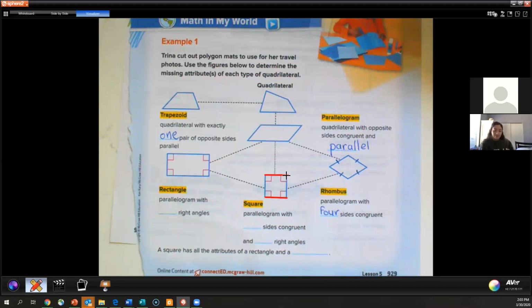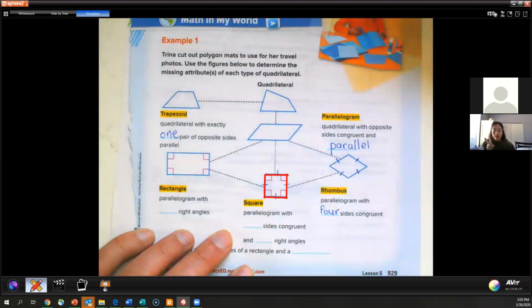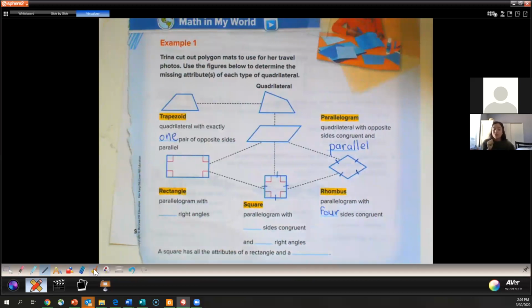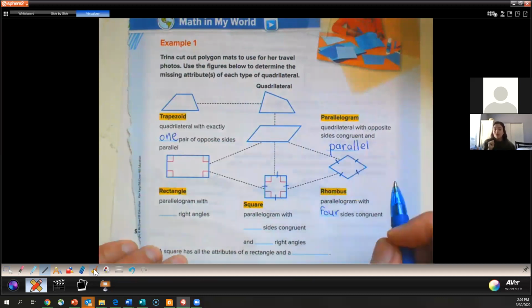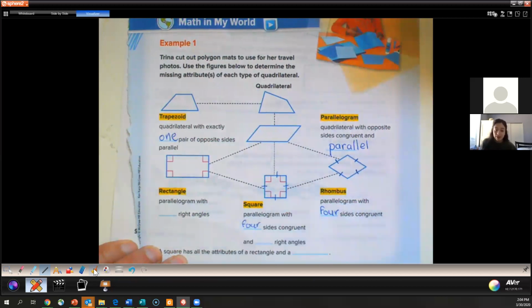Alrighty. And he's doing all of them in red because all 4 sides are congruent. And remember, boys and girls, congruent means same size as well as the same shape. And he's putting a little dash or tick mark on each one of those to show that they are all congruent. So let's fill in our first blank of our square with either the word 4 or the number 4. So a square is a parallelogram with 4 sides congruent. But we're not done yet. Okay, so it says, and blank right angles.